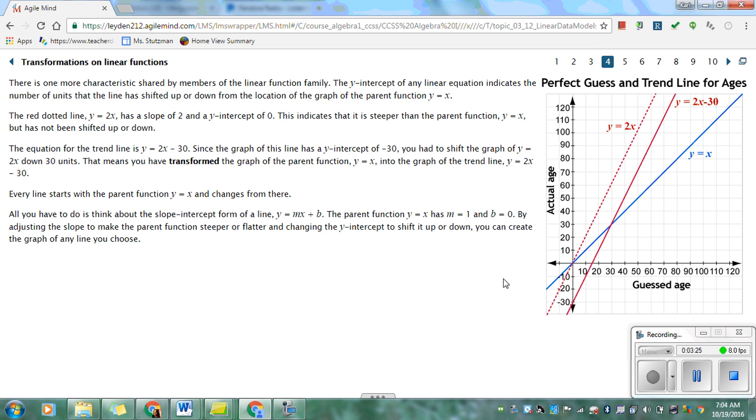Now if we look at our next graph, this dark red line has a y-intercept of negative 30. So you had to shift the graph of y equals 2x down 30 units. If I started at 0, I went down 30 units in order to start this graph. That means you have transformed the graph of the parent function y equals x, creating the trend line y equals 2x minus 30. When you move something up or down, it means you have transformed the graph.